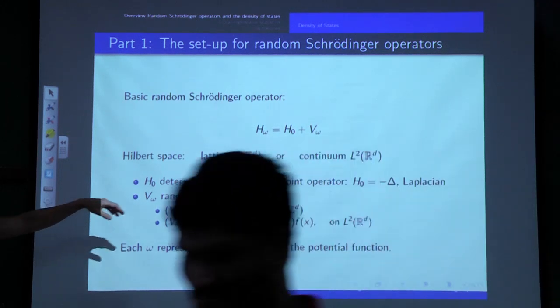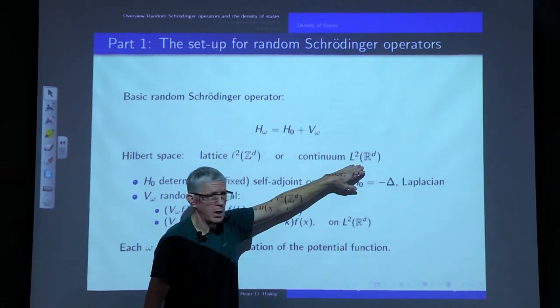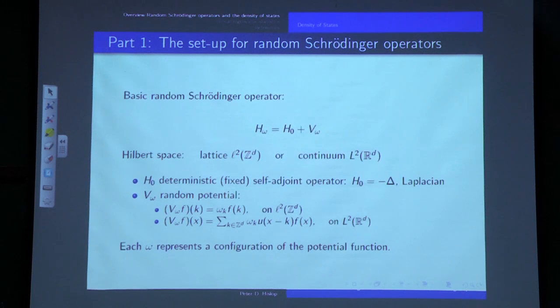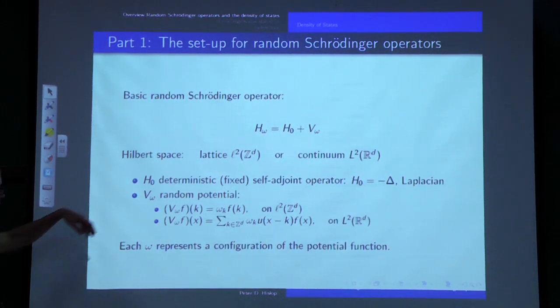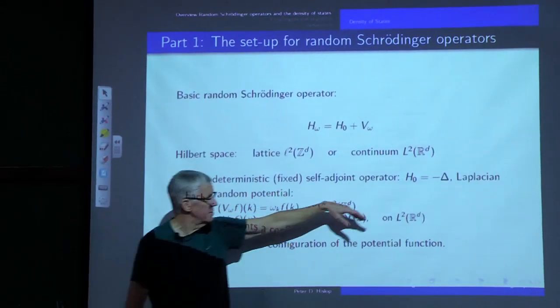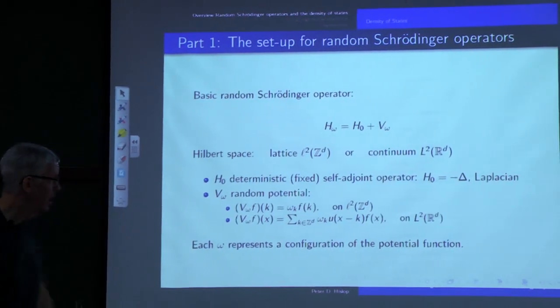So you can either work on the Hilbert space of square summable sequences on Z^d or on functions on R^d, and I'll go back and forth between them. Basically, the ideas are the same. There are a lot of technical differences, which I won't go into. So H0 is a fixed background self-adjoint operator, as I said. Just think of it as the Laplacian, the sum of the second derivatives on R^d.